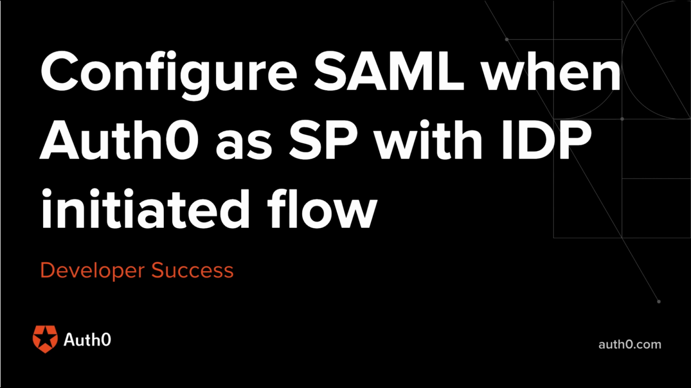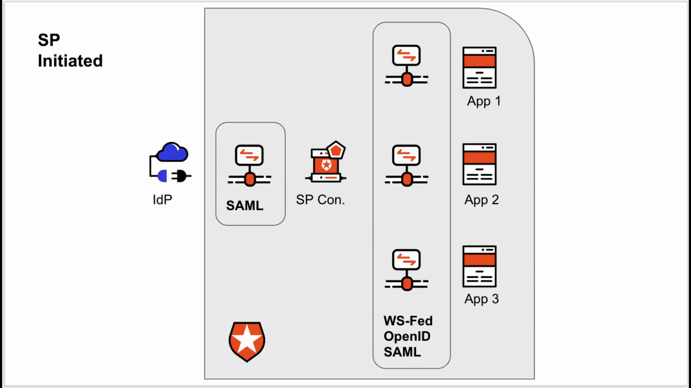Identity Provider Initiated SAML login flow starts by the user logging into the identity provider. The identity provider's responsibility is to send the SAML token, aka the assertion of the authenticated user, to the service provider once the user provides valid credentials.